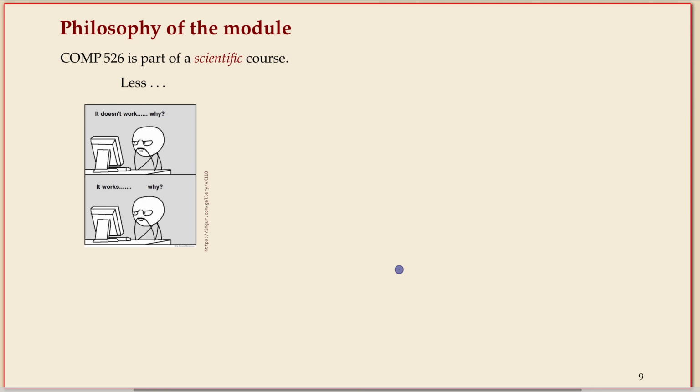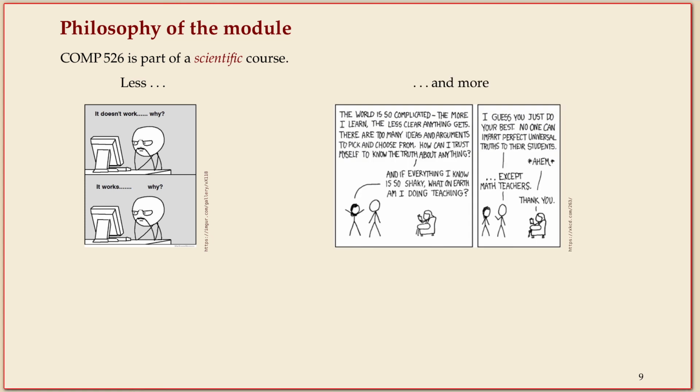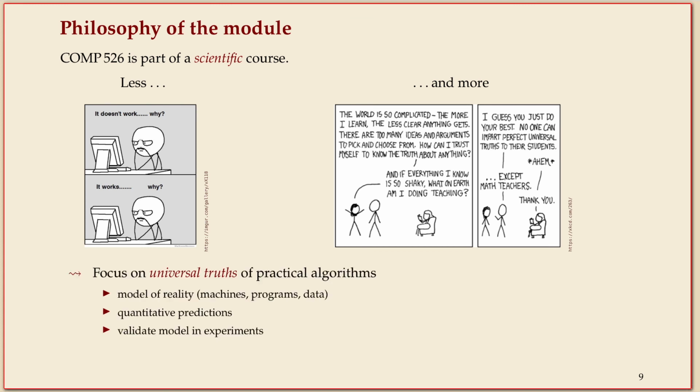A little bit less staring at the screen and having no clue, and a bit more like this. So maybe let me just read this one. The world is so complicated. The more I learn, the less clear anything gets. There are too many ideas and arguments to pick and choose from. How can I trust myself to know the truth about anything? And if everything I know is so shaky, what on earth am I doing teaching? I guess you just do your best. No one can impart perfect universal truths to their students. Except math teachers. Thank you. Yeah, there's some truth in that.